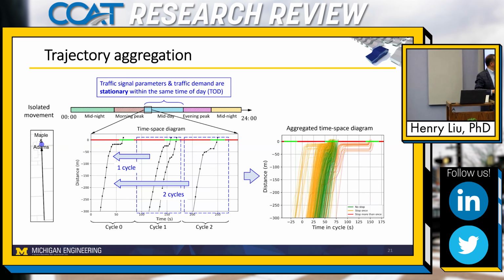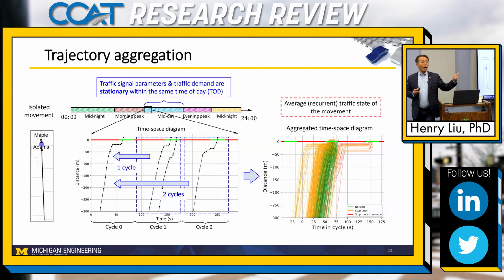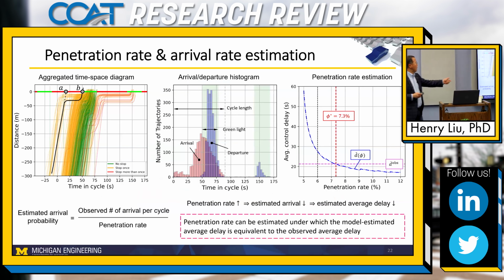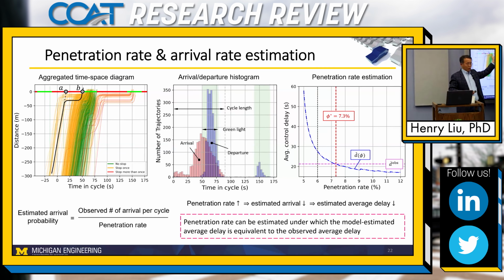So those are the arrival histograms at the intersection. You can see that this is the arrival time, this is the departure time, right? So I know the arrival probability, and I also know at what time the departure happens, and so I know the delay, right? So I can calculate this delay.